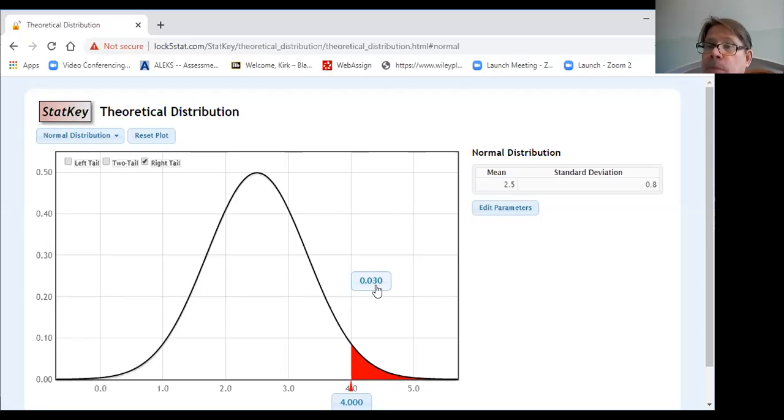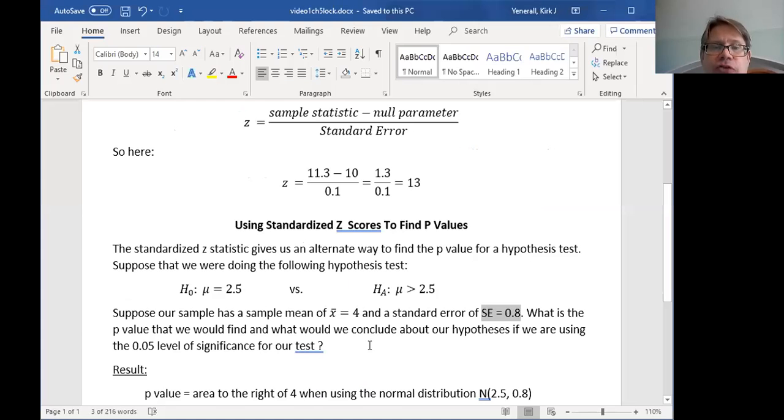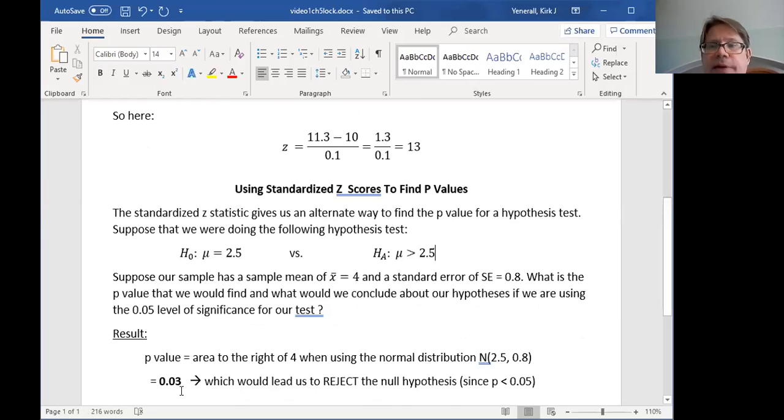So here we found our p-value, and we certainly have one way of finishing the problem now. If I go back to my question, we've just found the area to the right of x bar equal to 4 using the normal distribution that had a mean of 2.5 and a standard error of 0.8. We found that to be 0.03.